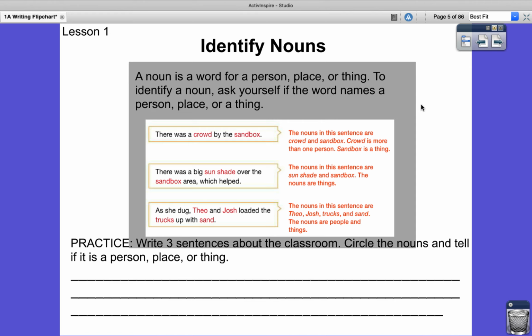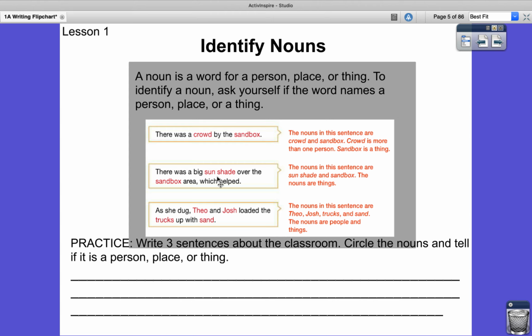Okay, so again, to identify nouns, a noun is a word for a person, place, or thing, and don't forget animals. To identify a noun, ask yourself if the word names a person, place, or a thing. Let's look at some examples from our anchor text, The Trouble at the Sandbox. There was a crowd by the sandbox. The nouns in this sentence are crowd and sandbox. Crowd is more than one person, sandbox is a thing.